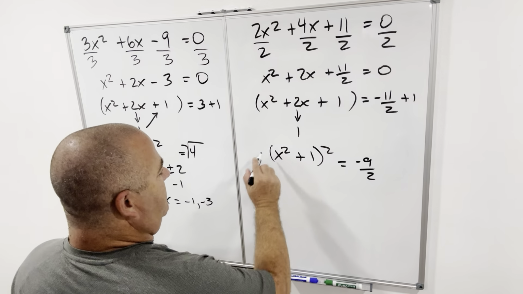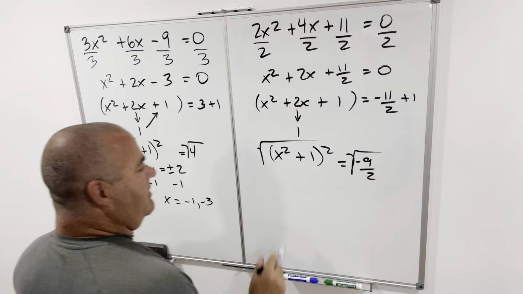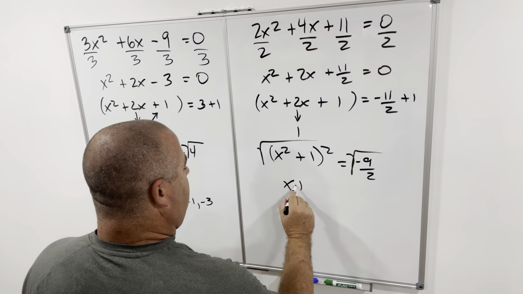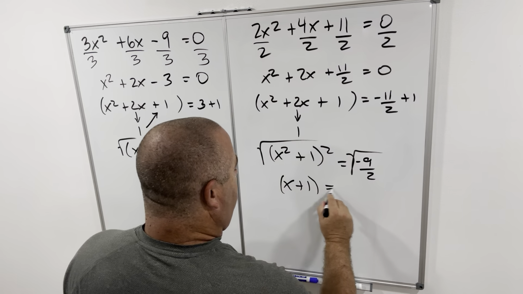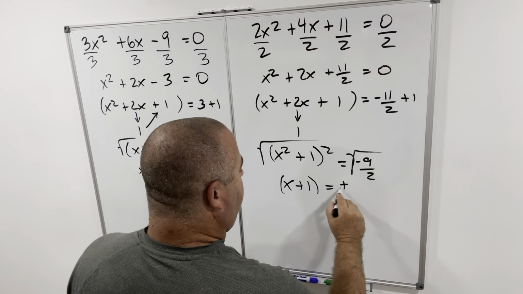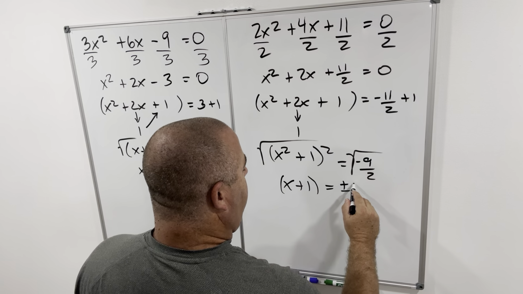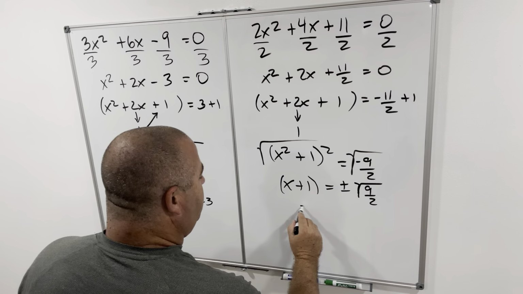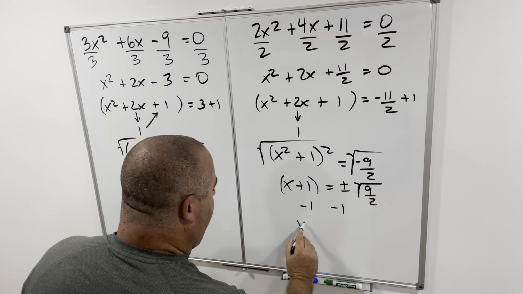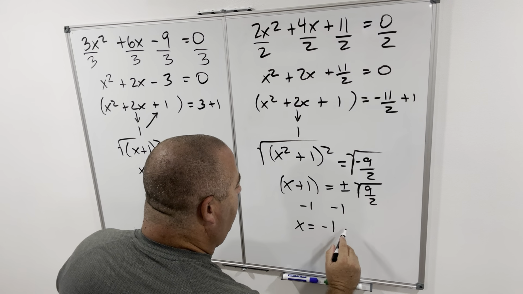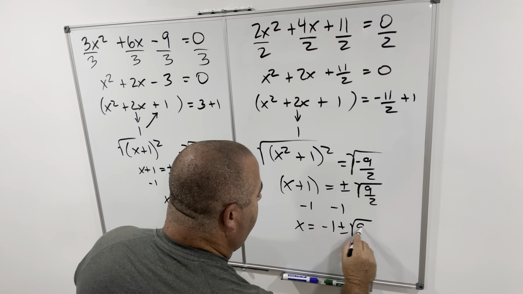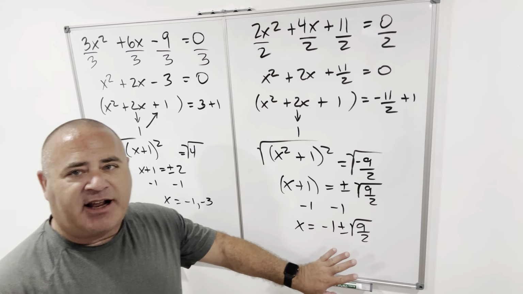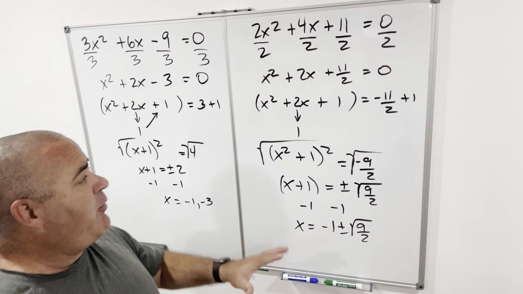Now, if we take the square root of both sides, that gives us x plus 1 is equal to plus or minus the square root of 9 halves. If we then subtract a 1 from both sides, we get x is equal to negative 1 plus or minus the square root of 9 halves. And you can simplify that down a little bit, rationalize the denominator. But that's exactly what the quadratic formula is going to do for you automatically.